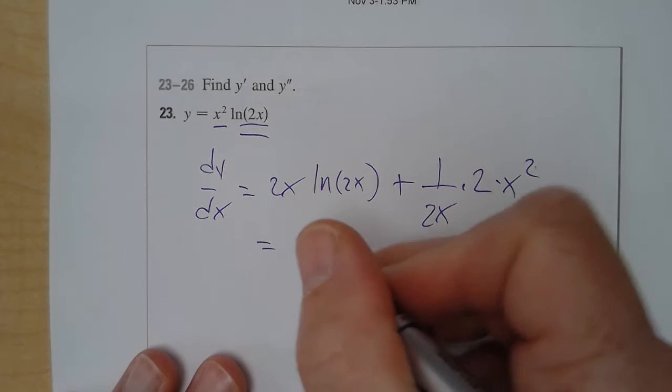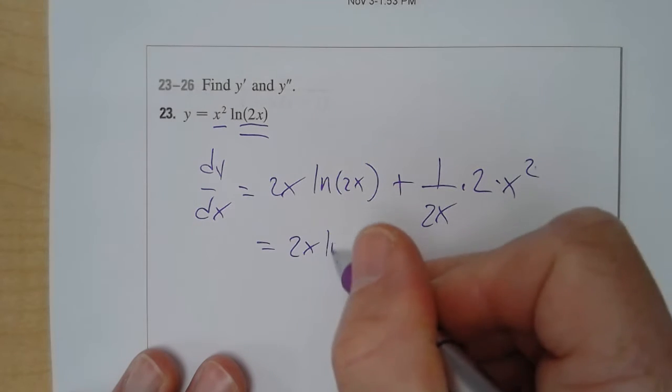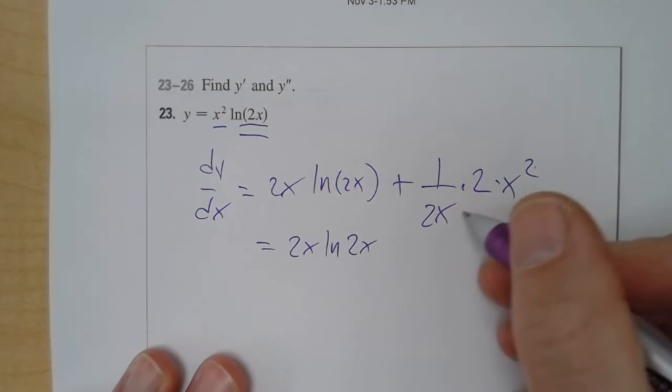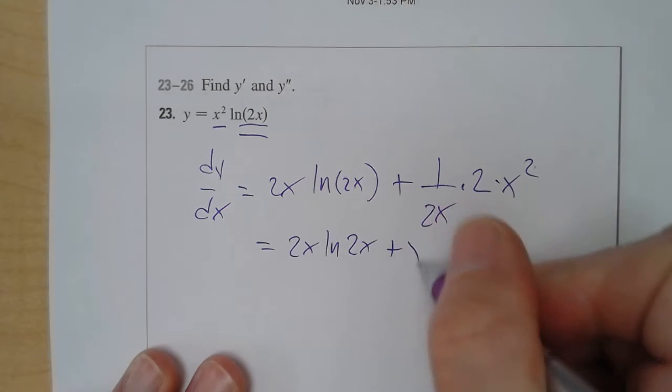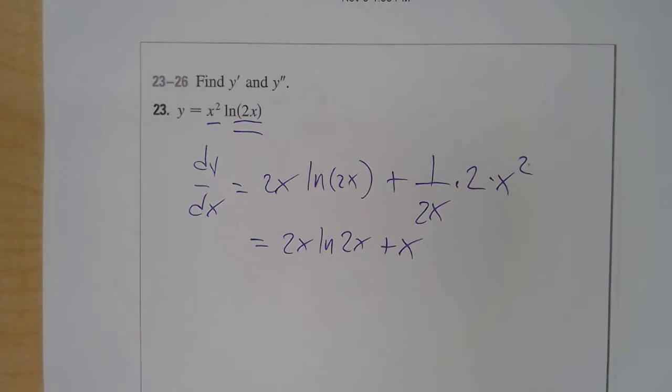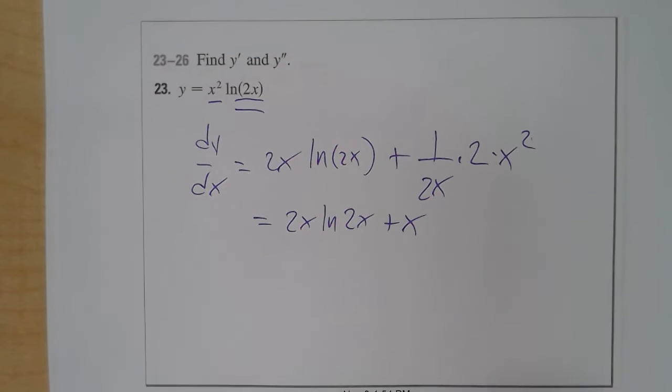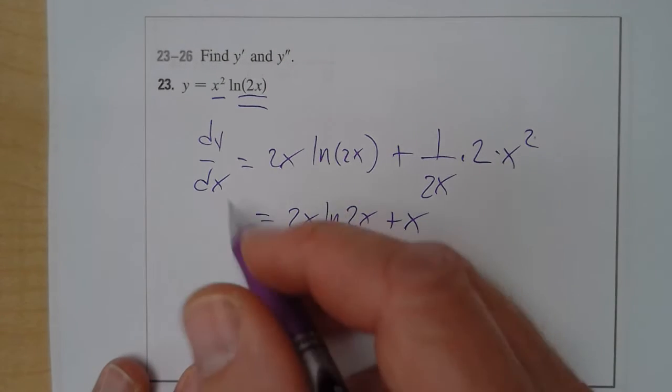Okay, so I get 2x natural log 2x. The x's and the 2's cancel, plus x, I believe, right? That sounds right. This is number 23, and that would be the first derivative, x plus 2x natural log 2x. Okay, that's what Stewart has, making sure I'm on the right track because I don't want to waste your time here. Now we're going to do the second derivative.